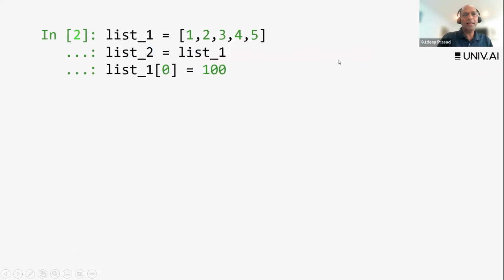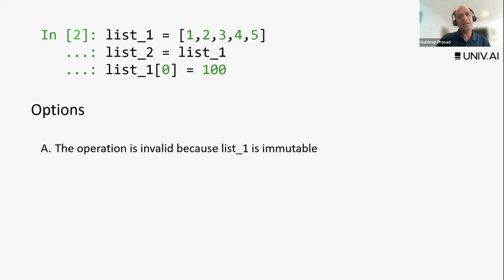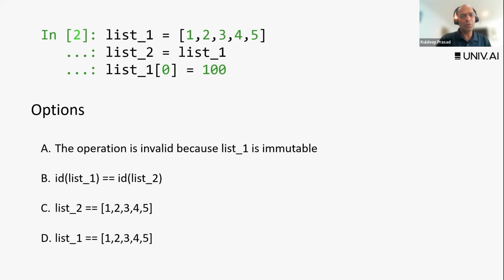All right. I think this is the last question. We have list 1 is 1, 2, 3, 4, 5, and list 2 is equal to list 1. And now we have taken list 1 and taken the 0th index and put it equal to 100. Your question is: is this a valid operation? Is ID of list 1 equal to ID of list 2? Is list 2 equal to 1, 2, 3, 4, 5, or list 1 equal to 1, 2, 3, 4, 5?